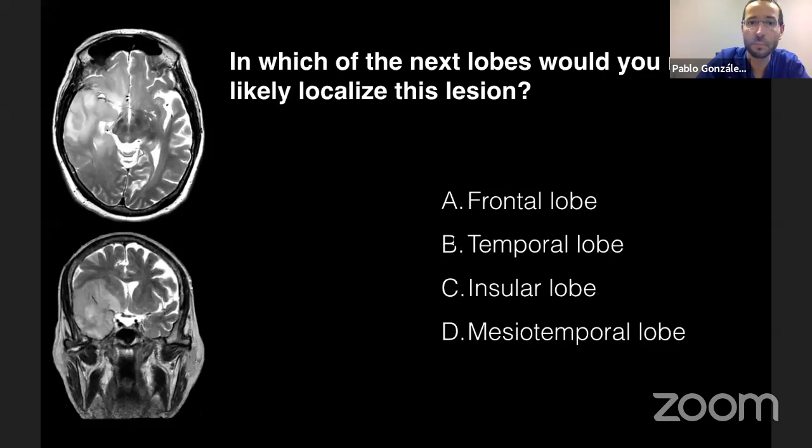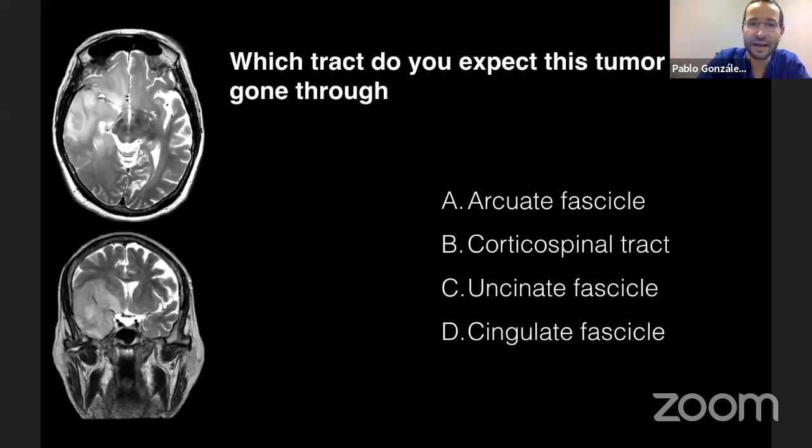So it's an operculo-insular glioma. And there is a white matter tract joining the fronto-orbital gyri and the temporomesial regions. Which one is it? The arcuate, corticospinal, uncinate, or cingulate? This tract joins fronto-orbital areas, which are paleopallial, with the temporomesial areas, which are archipallial. It's the uncinate fascicle.